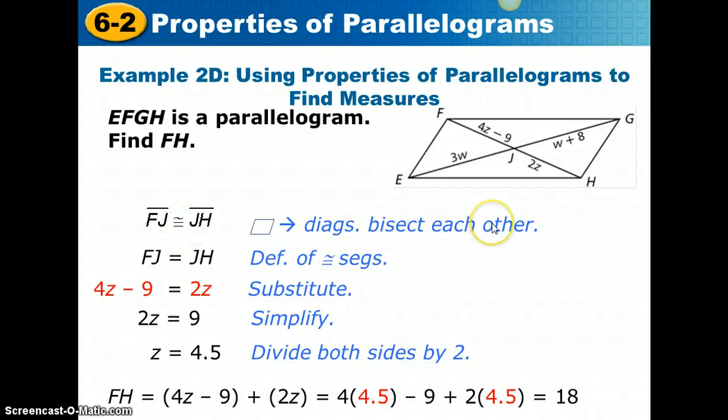Since the diagonals bisect each other, FJ and JH are equal, and by substitution, these two expressions are equal, and if I solve that, z is 4.5. If I plug 4.5 in for z in both of these expressions, then add them together, I get that FH is 18.